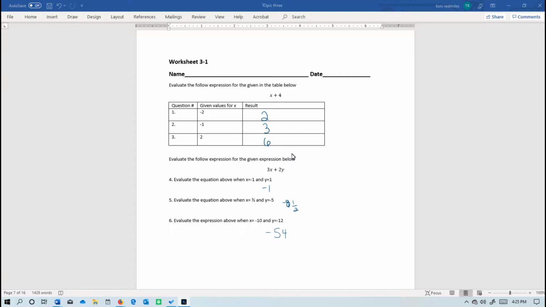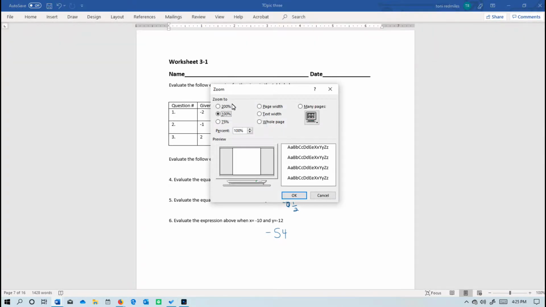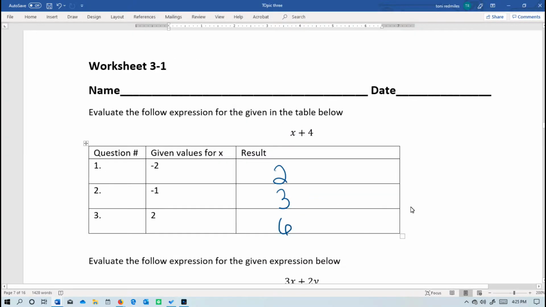Okay, so I'm going to assume that you've paused, and I'm going to zoom in on this worksheet. First we're going to do this table. My expression is x plus 4, and I'm going to put values in for x. In the first one, it tells me to put -2. Remember I said put it in parentheses so you know if you need it. Here I don't need it, because it doesn't mean multiplication, it means adding together.